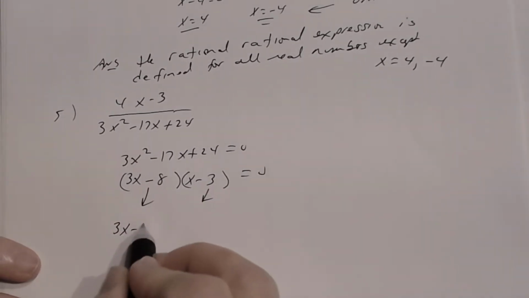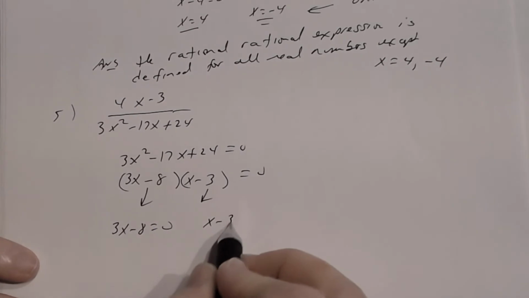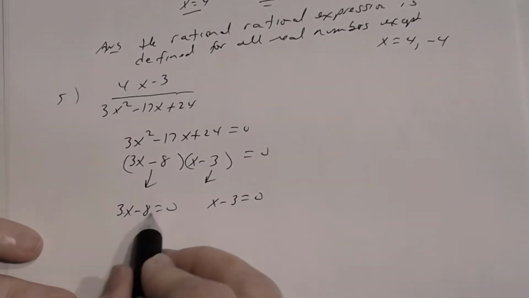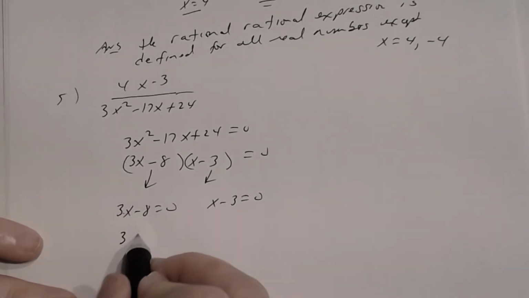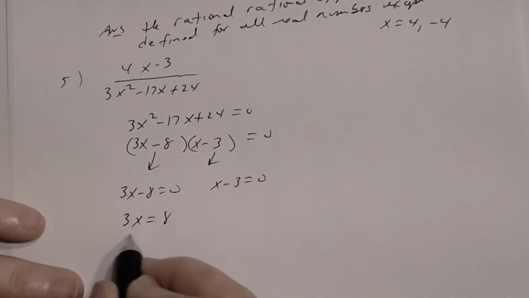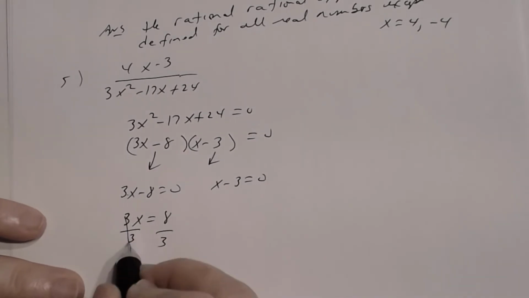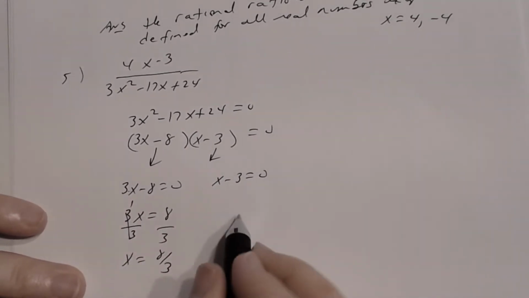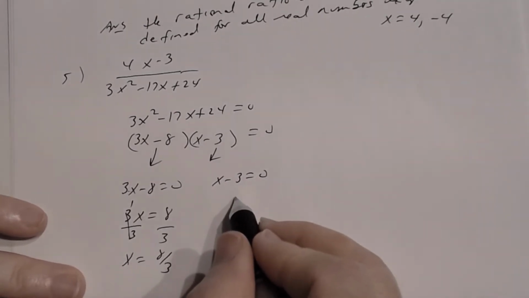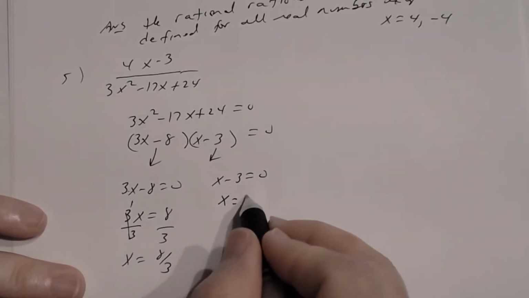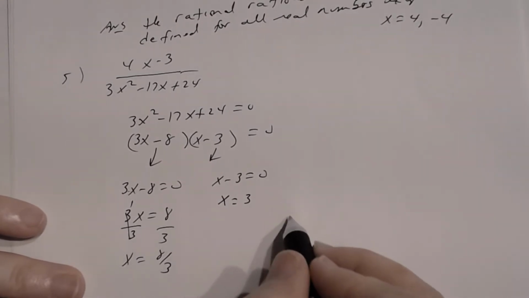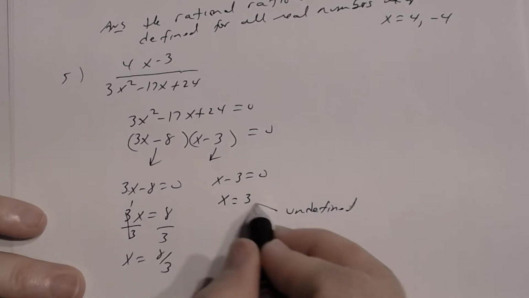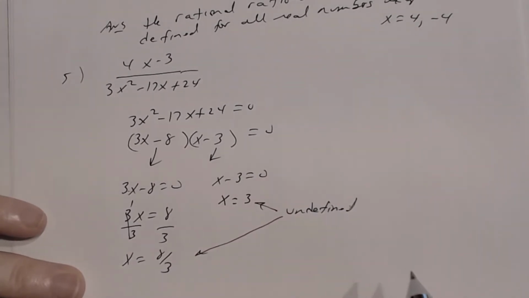So I get 3x minus 8 equals 0, x minus 3 equals 0. And then I just solve the linear equations. If 3x minus 8 equals 0, that means 3x must equal 8. Then if I divide both sides by 3, I get x to be 8/3. Over here, if x minus 3 equals 0, then x must be 3. So those are the two values of x for which the rational expression is undefined.